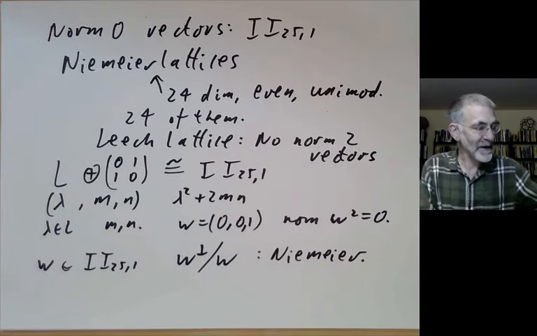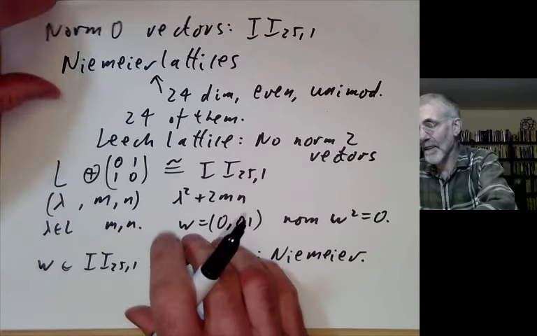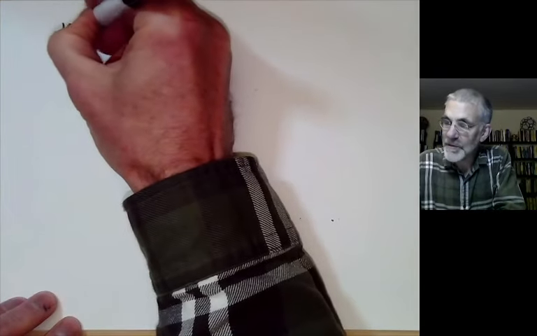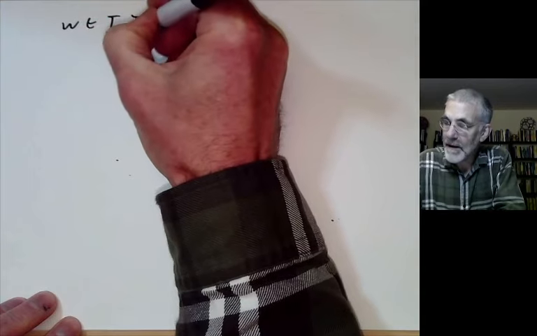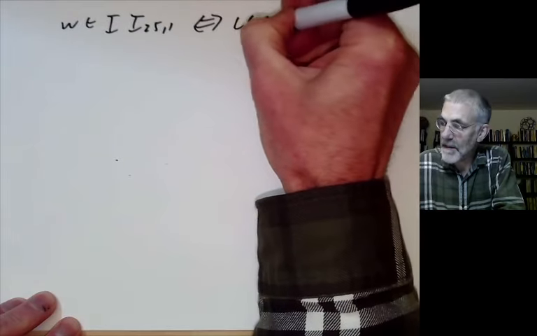So we can give an example of this. For example, we can ask, can we find a norm zero vector in this lattice here corresponding to the Leech lattice?